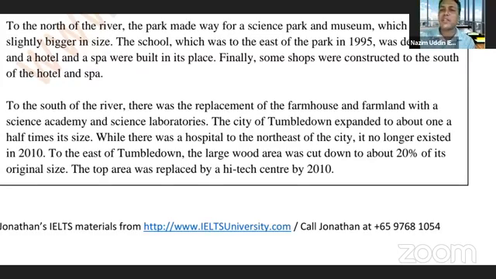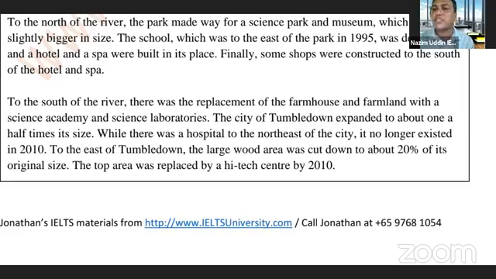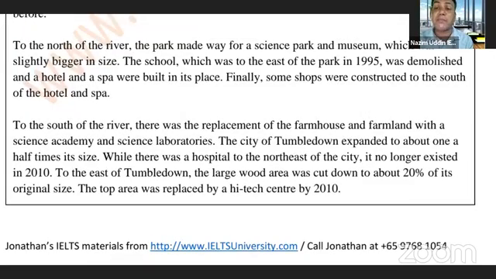Also, there was a hospital to the north side of the city, no longer existing in 2010. To the east of Tumble Down, the large wood area was cut down to about 20% of its original size. The cleared area was replaced by the high technology center. This is about the good answer.